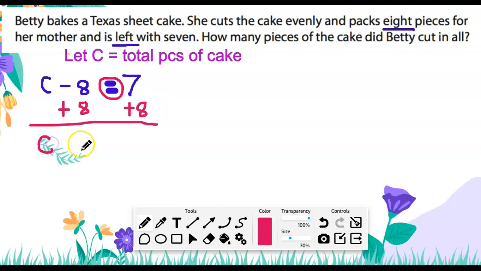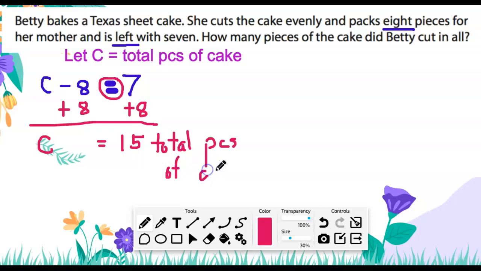So C, 8 minus 8, or simply say 8 minus 8 is a 0. And then we could say 7 plus 8, that gives you 15. What is this 15 now? Now we could go back to what we are looking for, the total pieces of cake. So you could just say total pieces of cake. It's so hard to write.